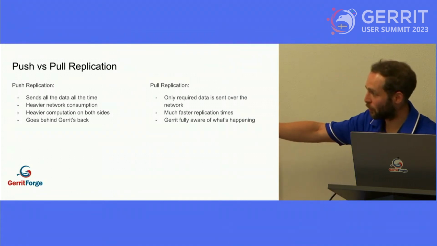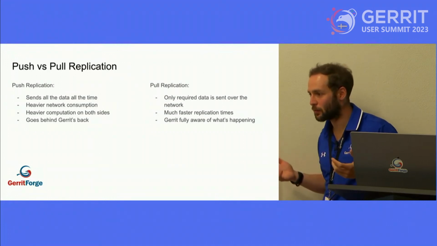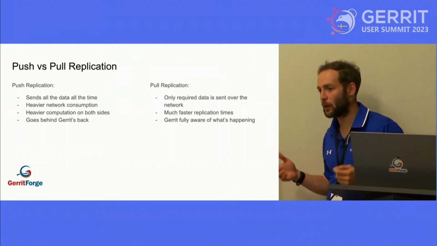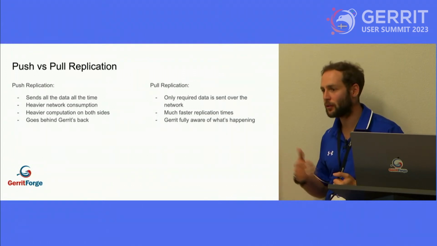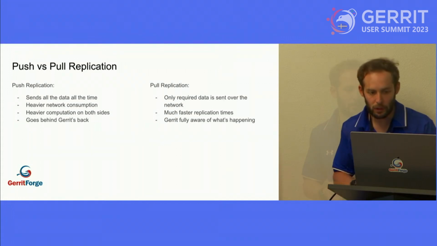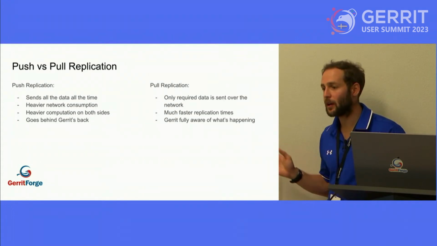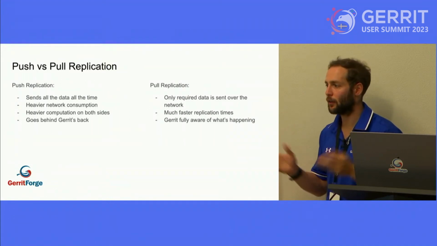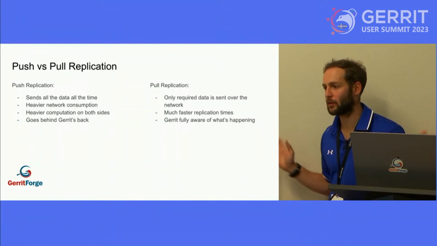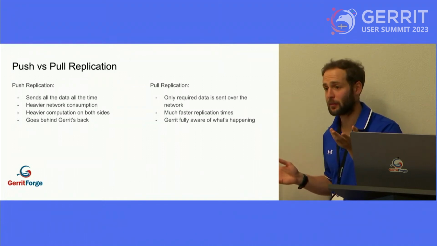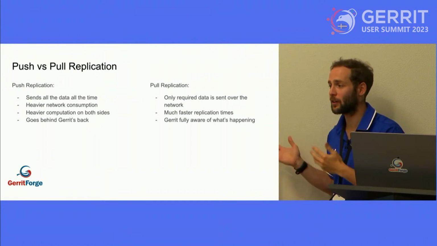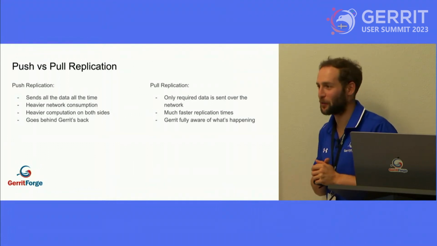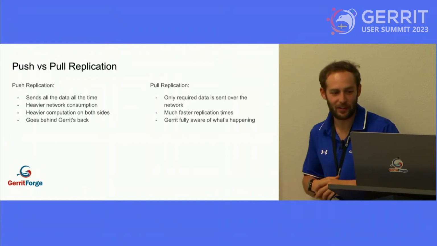Simply because of how a push works, you're sending all the data all the time. There's not much you can do about that. This means a heavier network consumption, because obviously you're sending more data than you need to, so you're putting more strain on the network. And most importantly, this goes completely behind Gerrit's back. You're literally pushing to the repo or to the file system on the other node, and Gerrit literally doesn't know that this is happening. The Gerrit server could not even be there. In fact, we have some clients that have replica nodes that don't even run Gerrit. Or pull replication, which anyone who has been following GerritForge for a while would know is probably our preferred way of doing things.